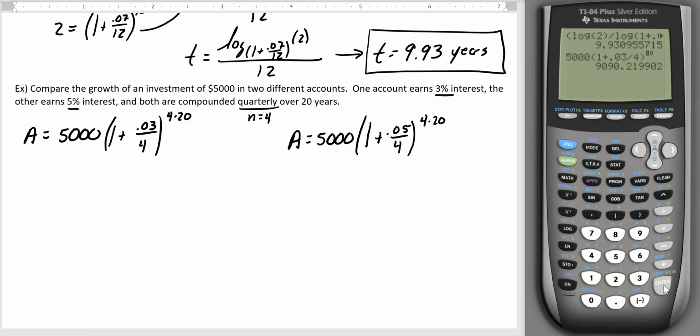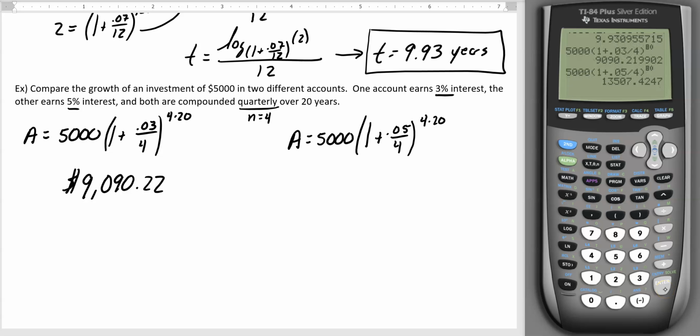So one will be $9,090.22 when we round to the nearest hundredth. The other would be, let's see if I can just re-enter this and just change this to 0.05, save me some time. Beautiful. The other would be $13,507.42.